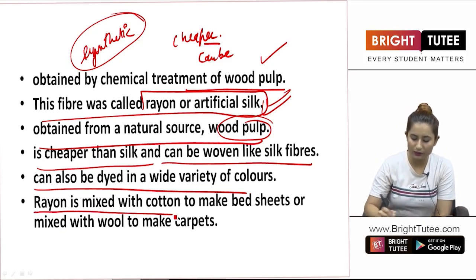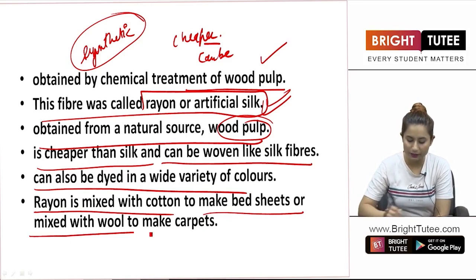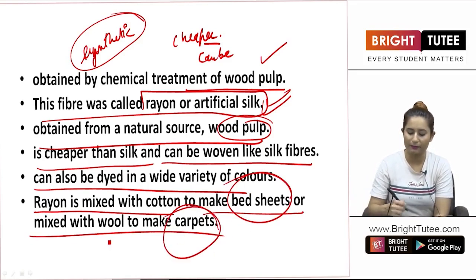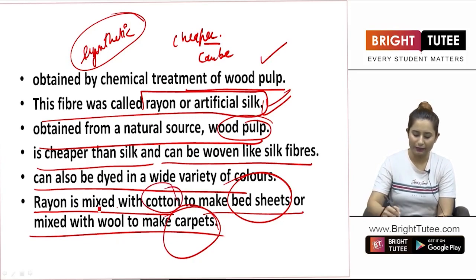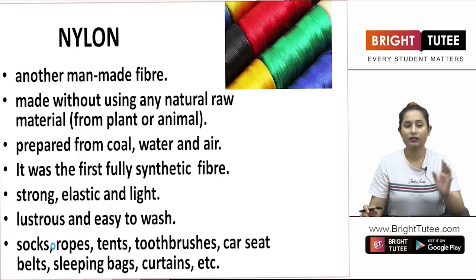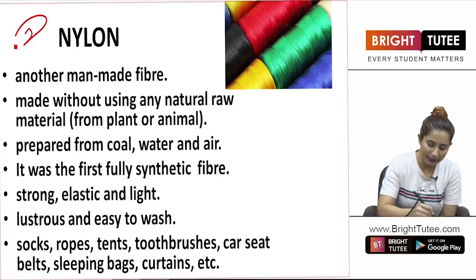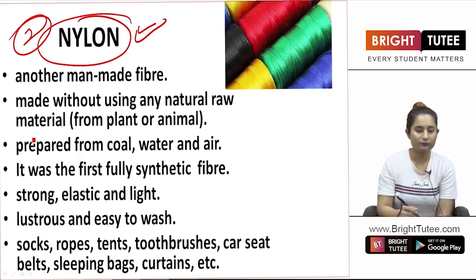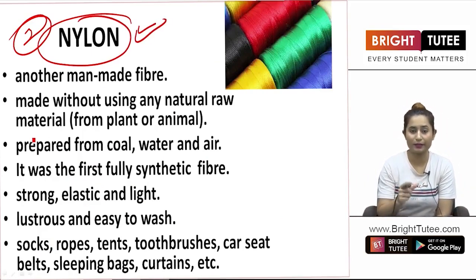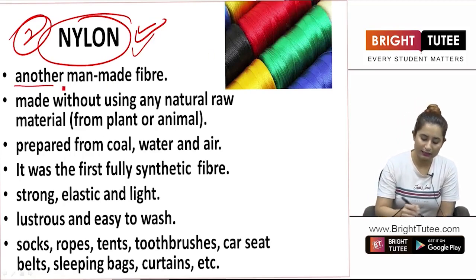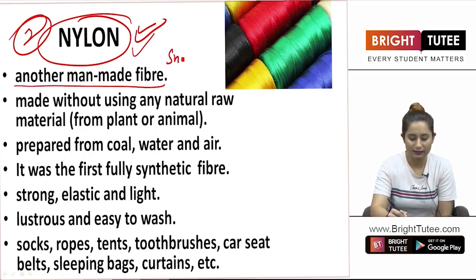Now, rayon is mixed with cotton to make bed sheets or mixed with wool to make carpets. So, it is used to make bed sheets and carpets by mixing it with cotton and wool, right? So, students, this was about rayon. Now coming to the next fiber, the second kind of synthetic fiber, that is nylon. We studied about rayon, it has similar properties to that of silk. Now we are on to nylon. It is another man-made fiber, hence it is synthetic.